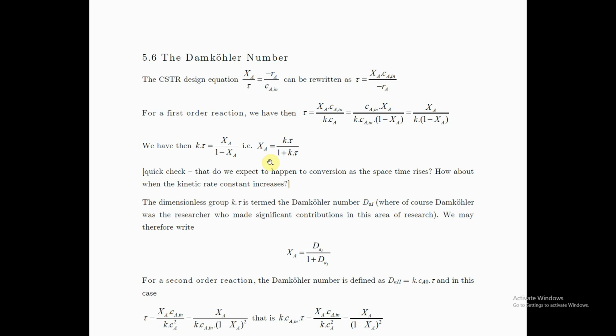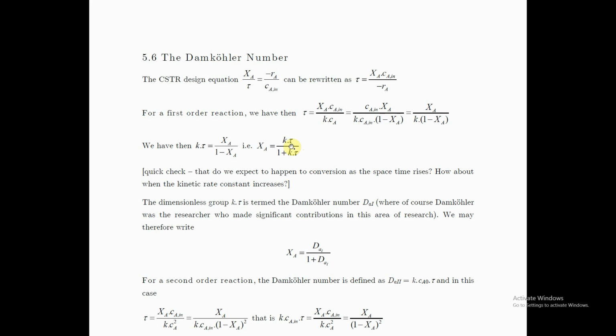And by the way, if you think about this, this equation makes perfect sense, because K tau is in effect the amount of reaction that's happening. K is proportional to the rate of reaction, and tau is the average time spent in the reactor. So a number related to the rate of reaction multiplied by the time spent reacting is in effect how much reaction is going to happen, and then divided by that.